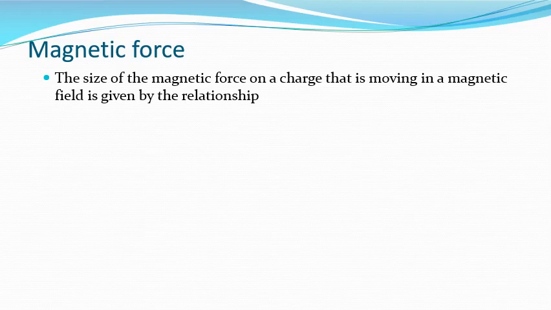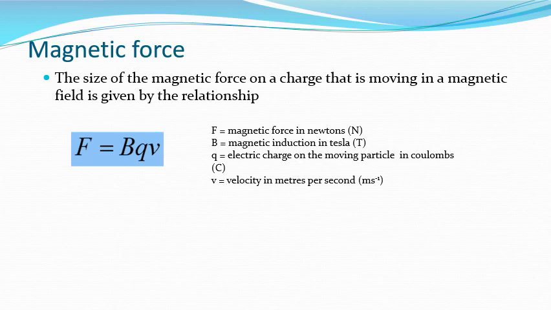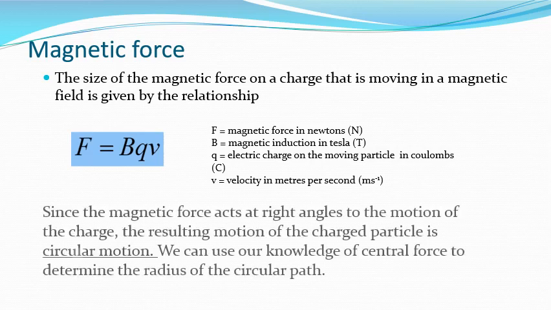Okay, so a reminder from the quanta unit that we discussed the force acting on charged particles, and the force due to the magnetic field depended on the magnetic induction, the charge, and the velocity or speed of the particle that was moving. Okay, so we've got B times Q times V.